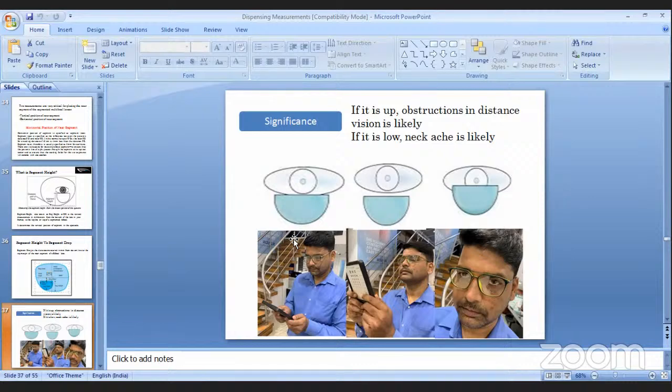Now, when the segment height is fitted correctly, the patient will assume the natural posture while reading. He will not complain of obstruction of any line in distance vision, nor will he complain of neck ache.